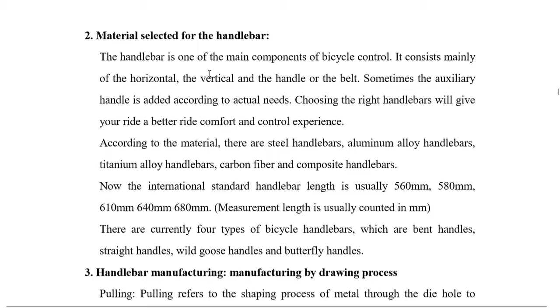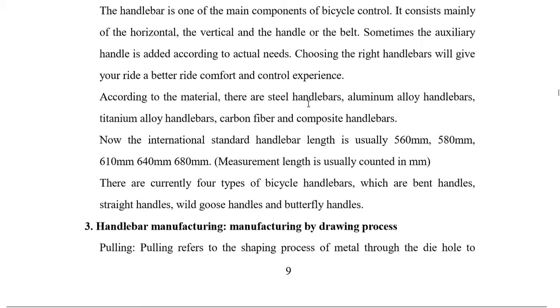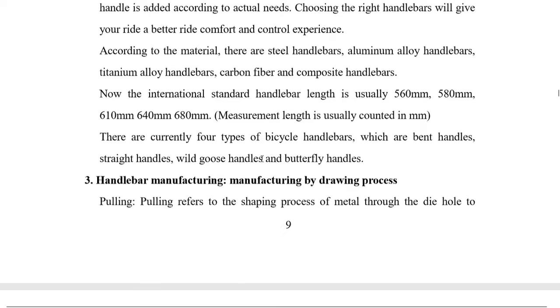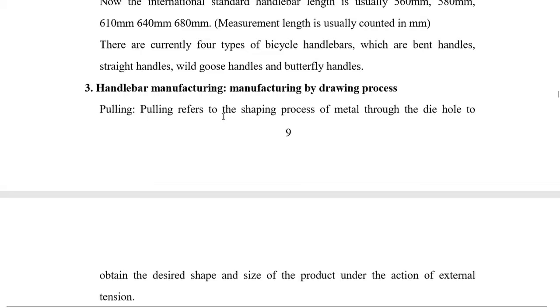The second one is the manufacture of the handlebar. The handlebar is one of the main components of bicycle control. The right handlebar will give your ride better comfort and control experience. These are some handlebar materials, and these are some handlebar sizes. The third is the manufacturing process of the handlebar.